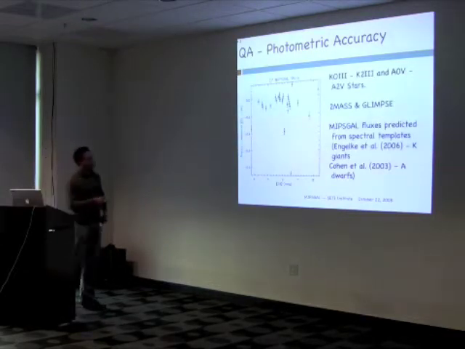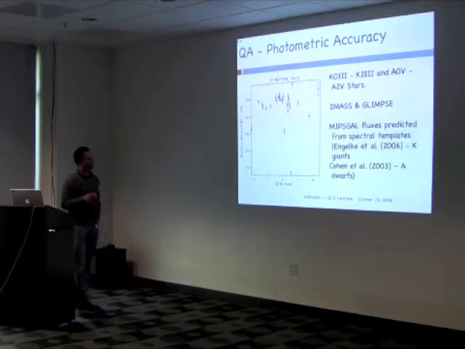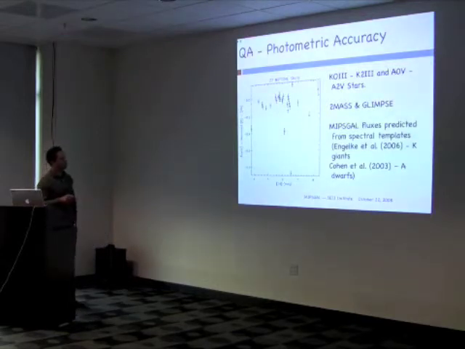We also played another game, which is we took all the K0 type stars and A0 type stars, and these have predicted fluxes at 24 micron from different spectral templates.